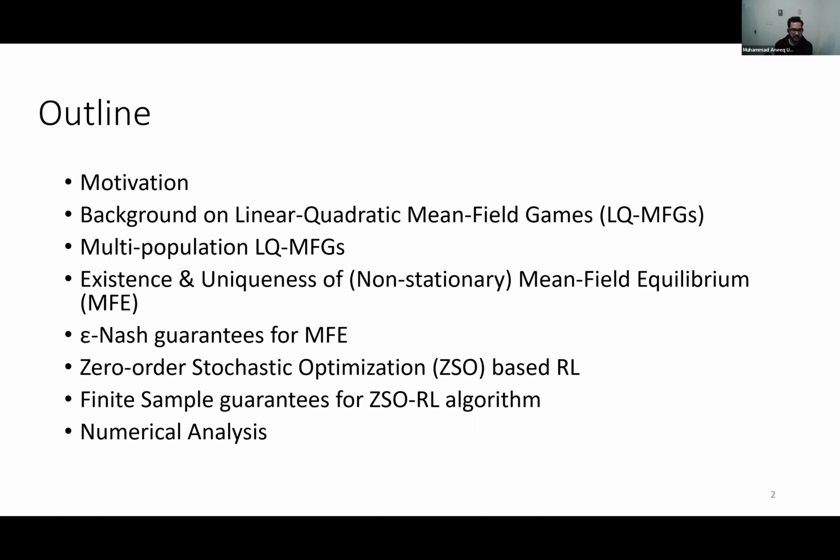Just an outline of the presentation. I'll start with some motivation of our work, some background on linear quadratic mean field games. Then I'll move on to multi-population linear quadratic mean field games. Then I'll show some existence and uniqueness results for the non-stationary equilibrium of the mean field game. Then I'll move on to the epsilon Nash guarantees for the mean field equilibrium, basically how they apply to finite population games.